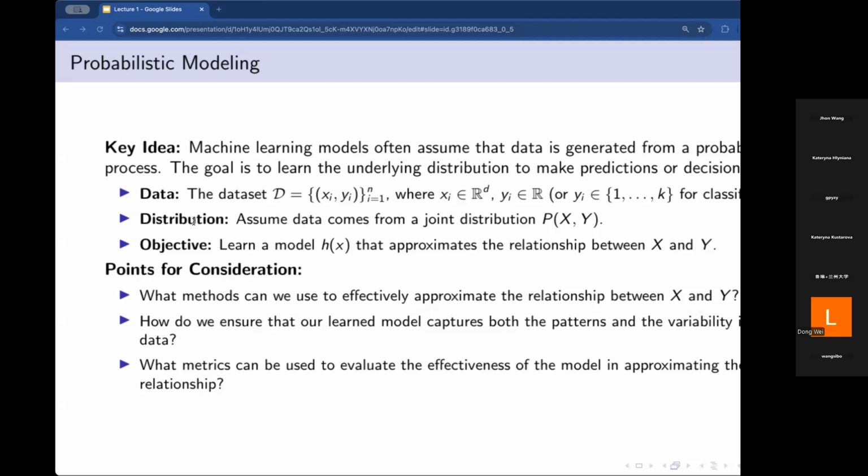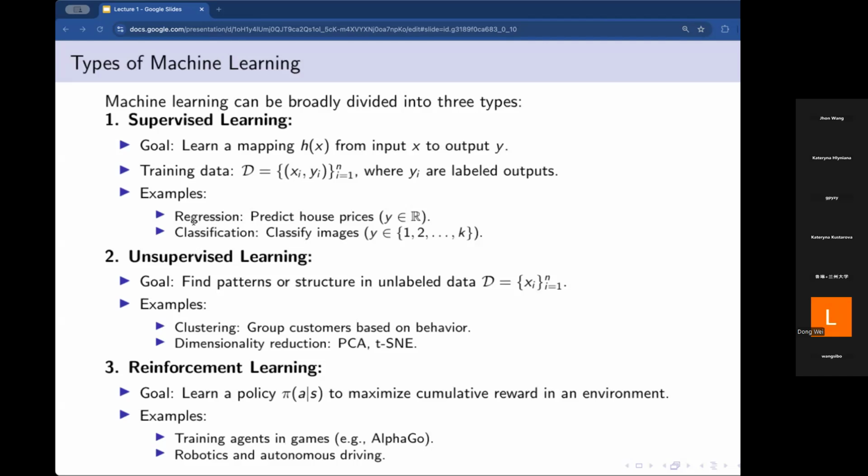During our lecture, we will find answers to these questions. Let's consider three main types of machine learning: supervised, unsupervised, and reinforcement learning. In supervised learning, we learn from labeled data, mapping inputs to outputs. Examples include regression for predicting house prices and classification for recognizing handwritten digits.